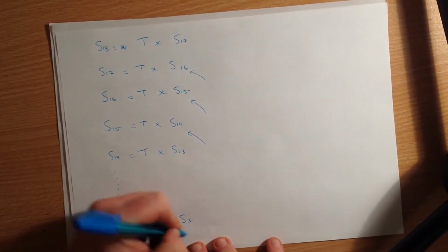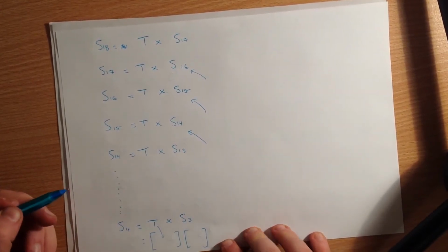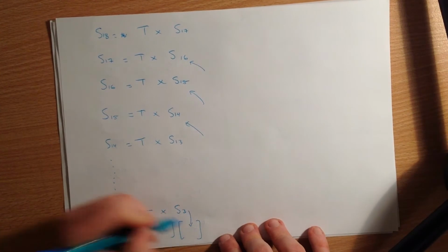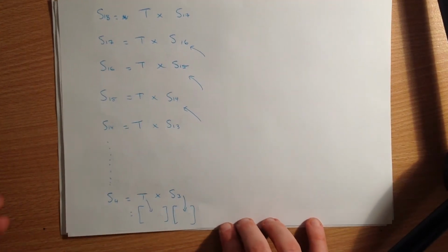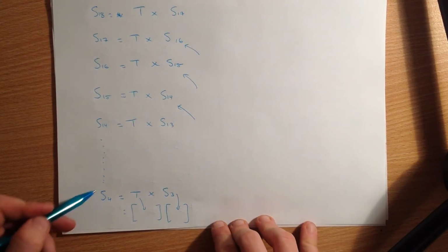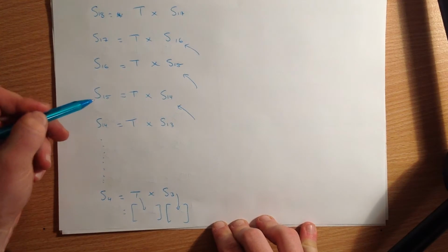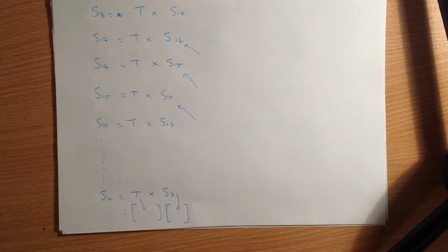T times S of 3, and we could put in the T there. We have the transition matrix, and we've also got the third state matrix. And then we could put that in our calculator, happy as Larry. We've got 4, then we can find 5, 6, 7, 8, 9, 10, 11, 12, 13, find S of 14, S of 15, all the way to S of 18. I reckon you can imagine that'd probably take 15 or 20 minutes.